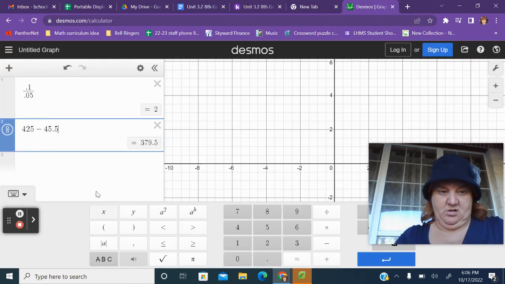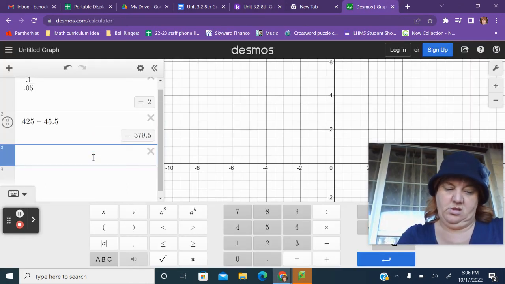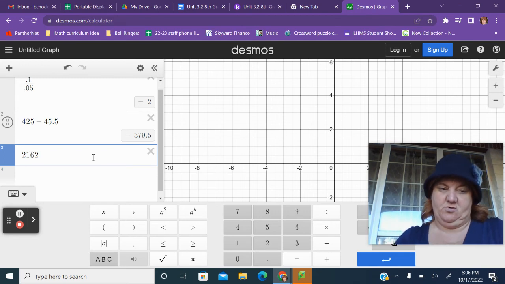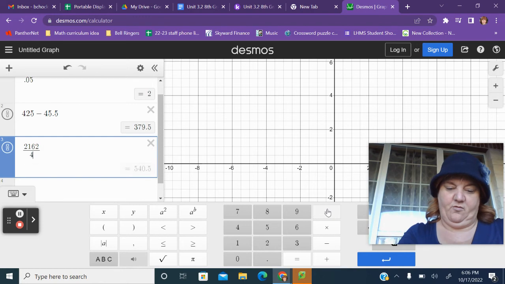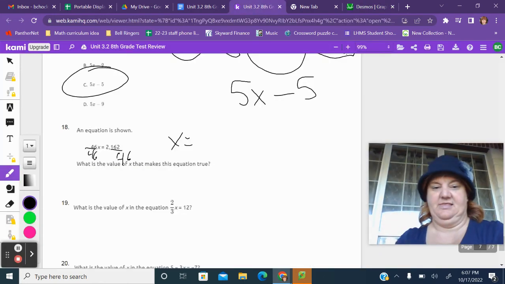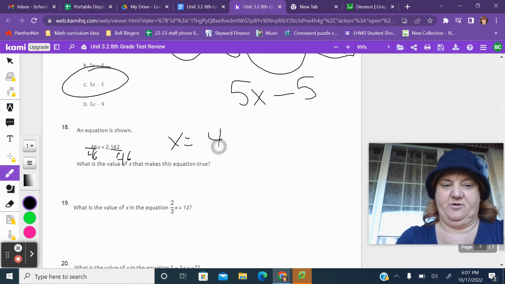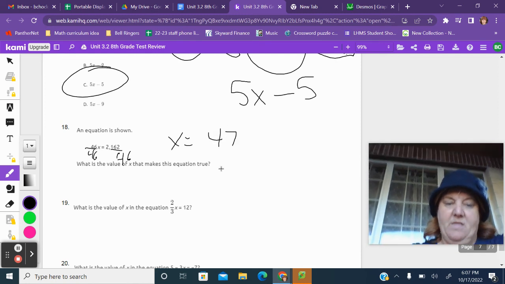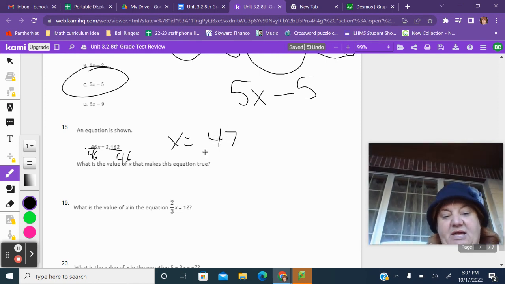Okay, this is just divide by 46, divide by 46, x equals 2162 divided by 46, so the answer is 47. X equals 47, okay?